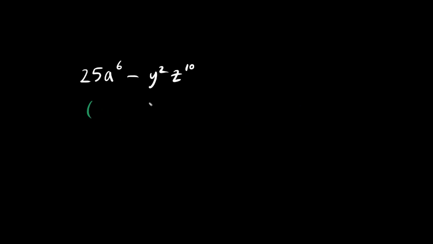Again, let's factor using difference of squares. What times what is the first term? It's 5a cubed times 5a cubed. Indeed, that is the first term. We write plus minus. What times what is the second term? It's yz^5. yz^5 times yz^5 is y squared z^10.